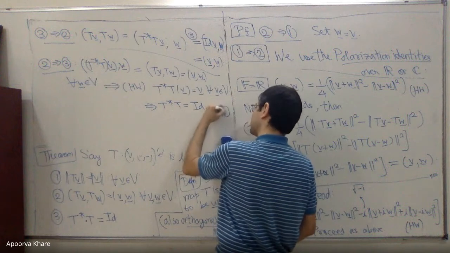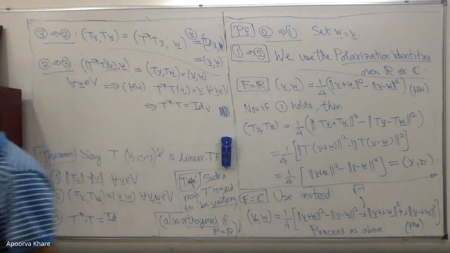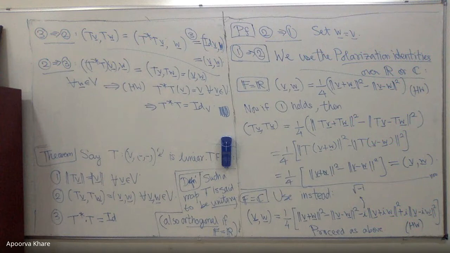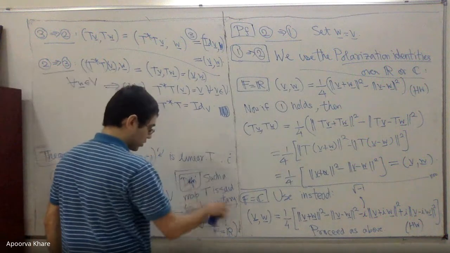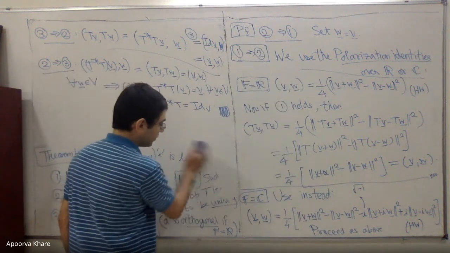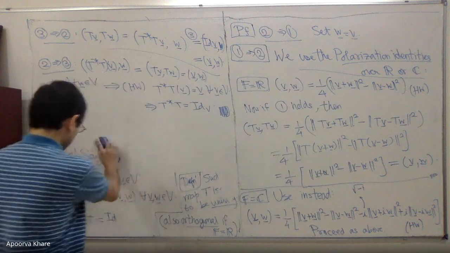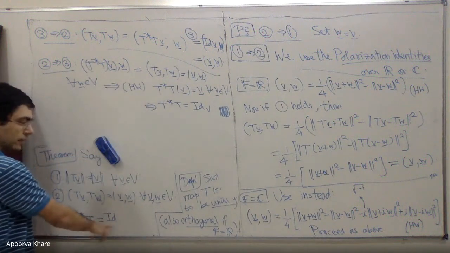Finally, the proof is complete. So 1, 2, and 3 are all equal. Okay, and so such maps are called unitary. That's fine. Obviously, when V is finite dimensional, if T star T is identity, then T times T star is identity.